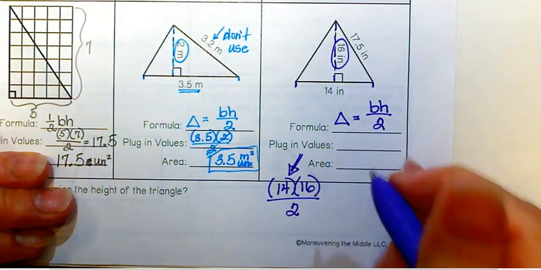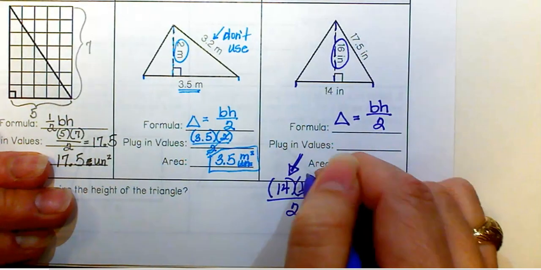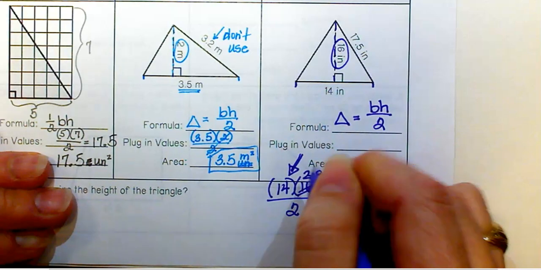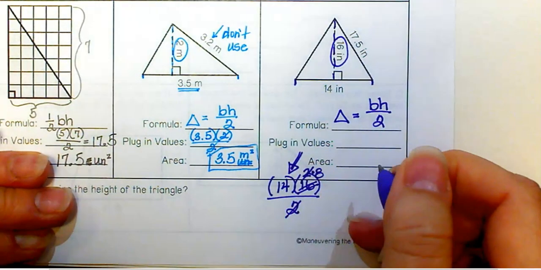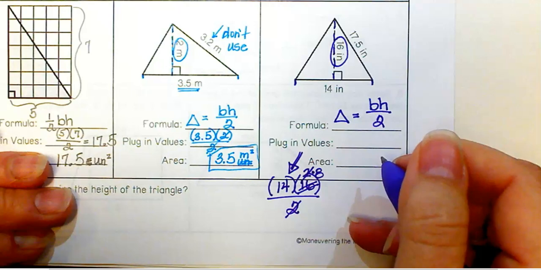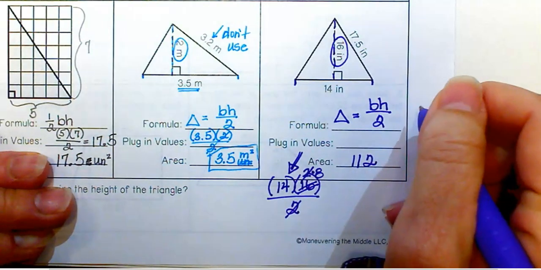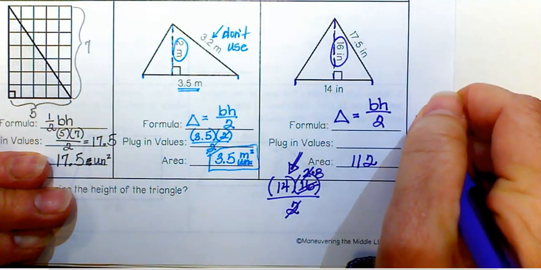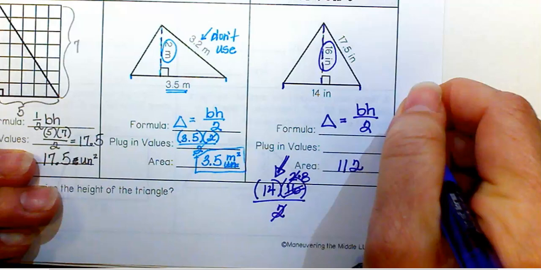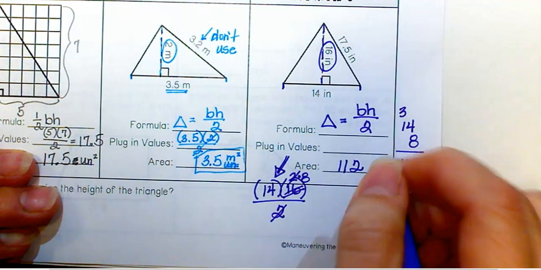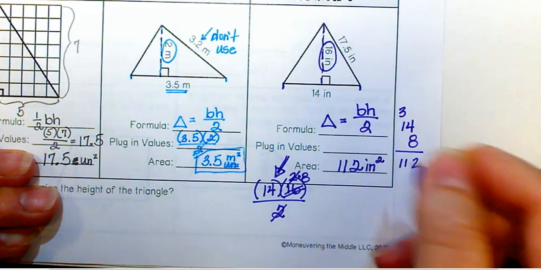Okay. Now, I'm going to do a little bit of shorthand. I'm going to go ahead and just say, hey, 16 is really 2 times 8. So cancel a 2 and a 2. 14 times 8. Let's see. I think it's 112. I'll double check. 14 times 8. 8 times 4 is 32. 8 times 1 is 8. Yep, 112. Okay. And this time we do have a unit of inches, so it's inches squared.